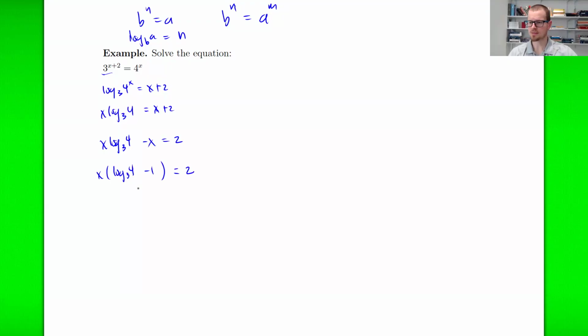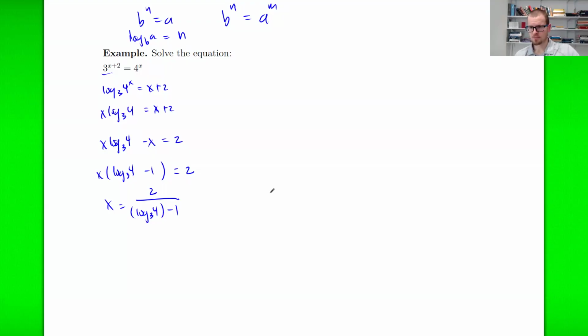Again, that's x times that. I can divide by this number to isolate the x. And I'm done. Again, this is a number, logarithm base 3 of 4, and then we are subtracting 1. The 1 is outside of the logarithm.